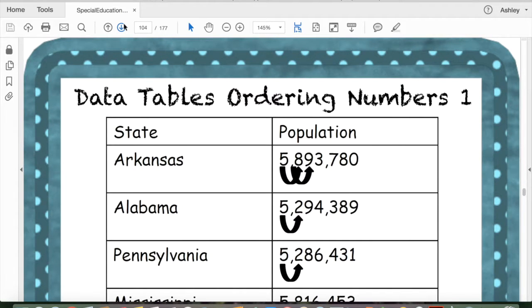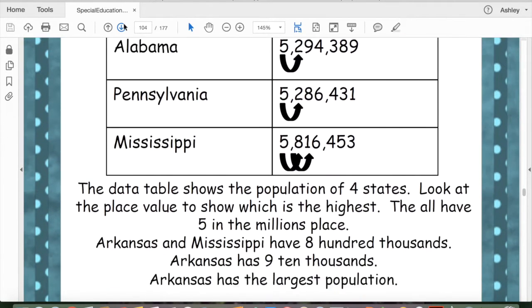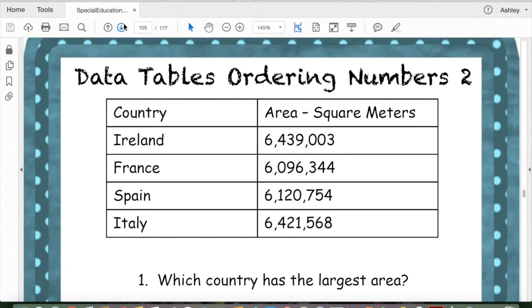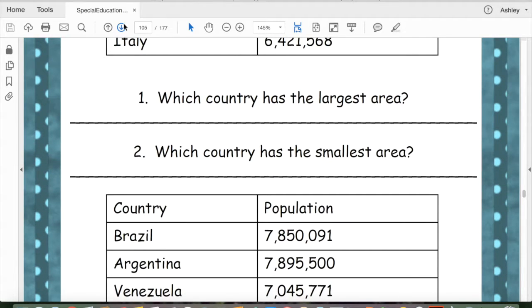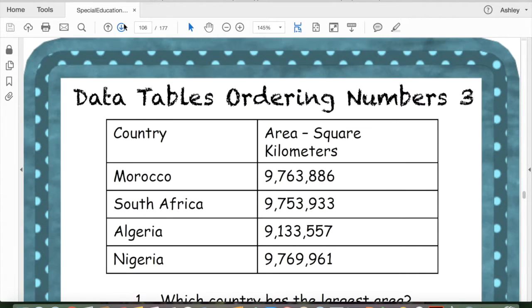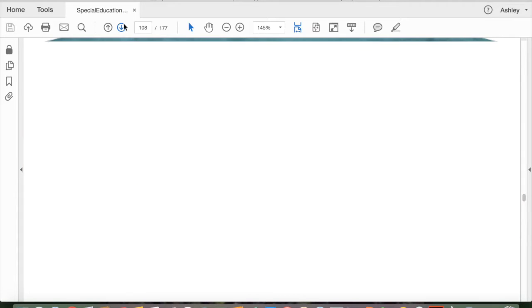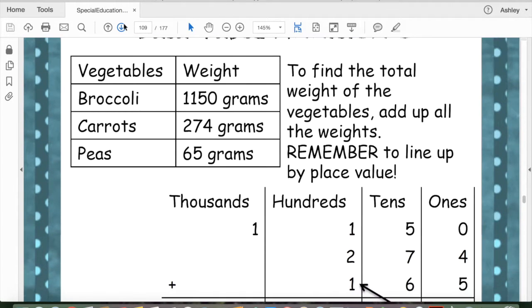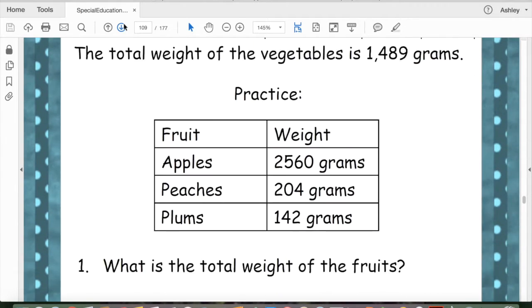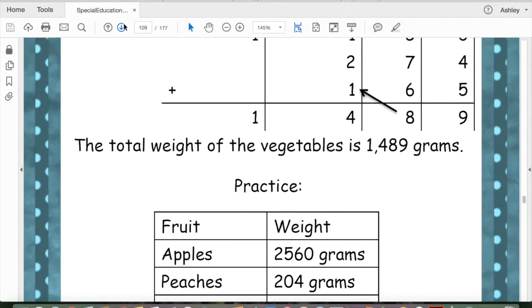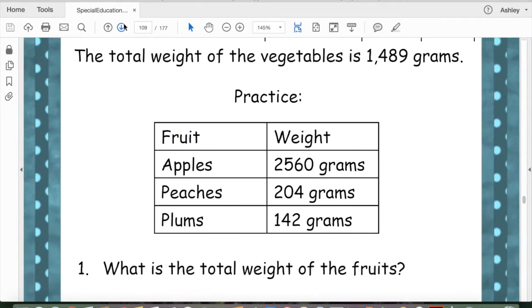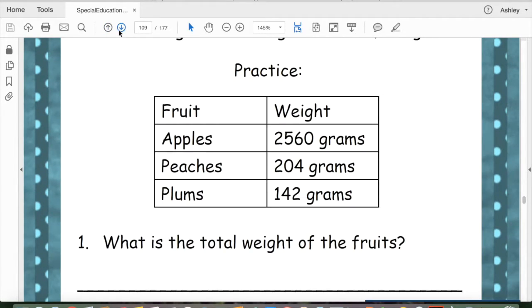Data tables, ordering numbers. So these are like different populations and areas or whatever. They're finding the smallest and largest number in the data table. Here we are, data table addition. I give a good example with that organizer to line up their place values, and then we take that away for their practice.